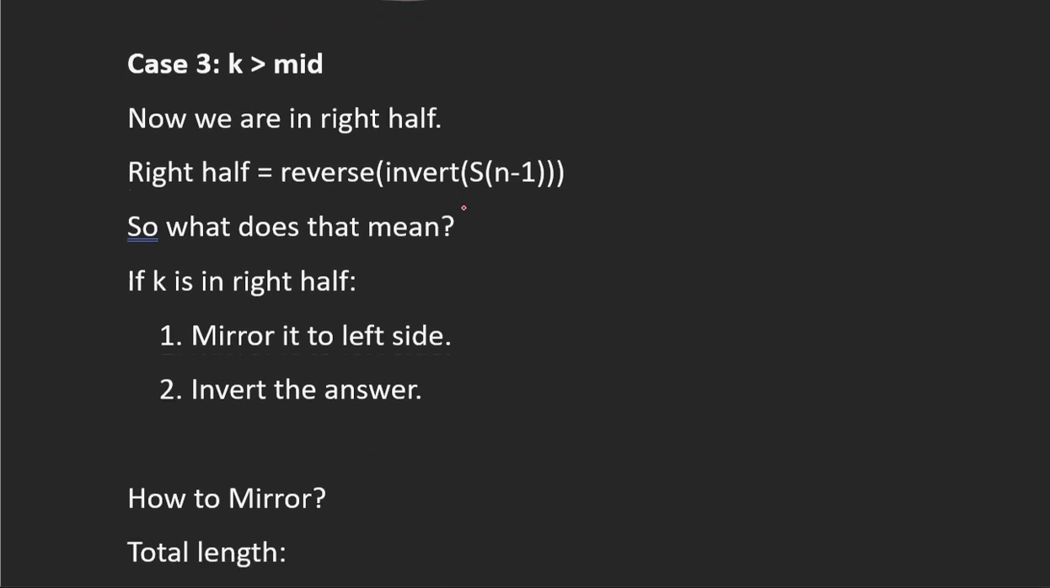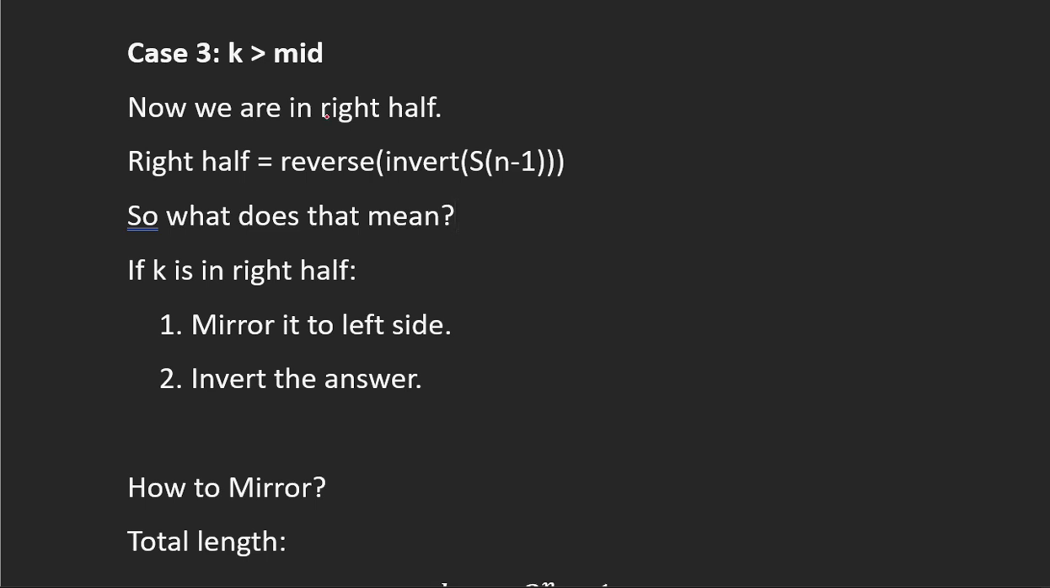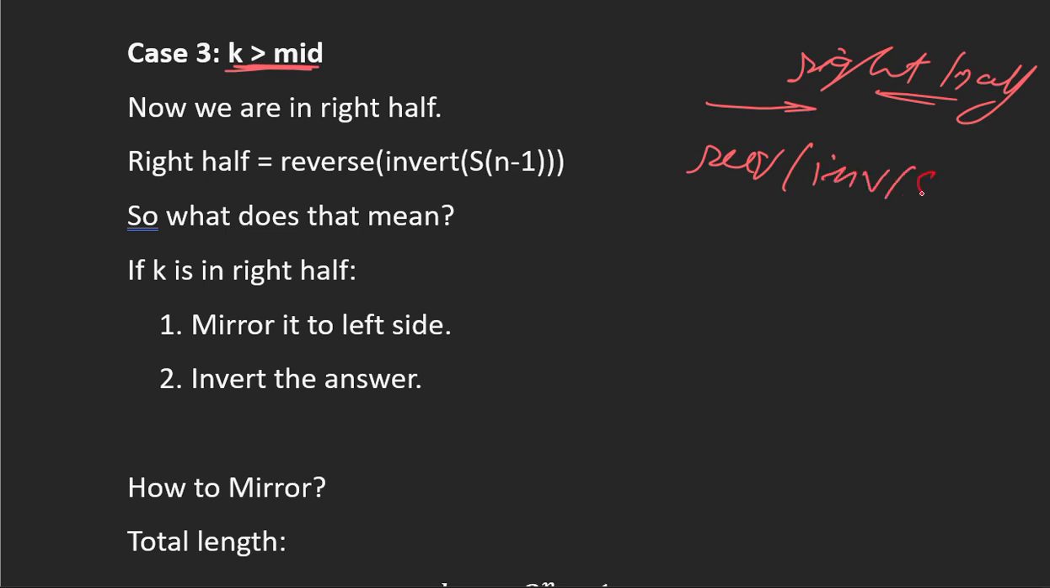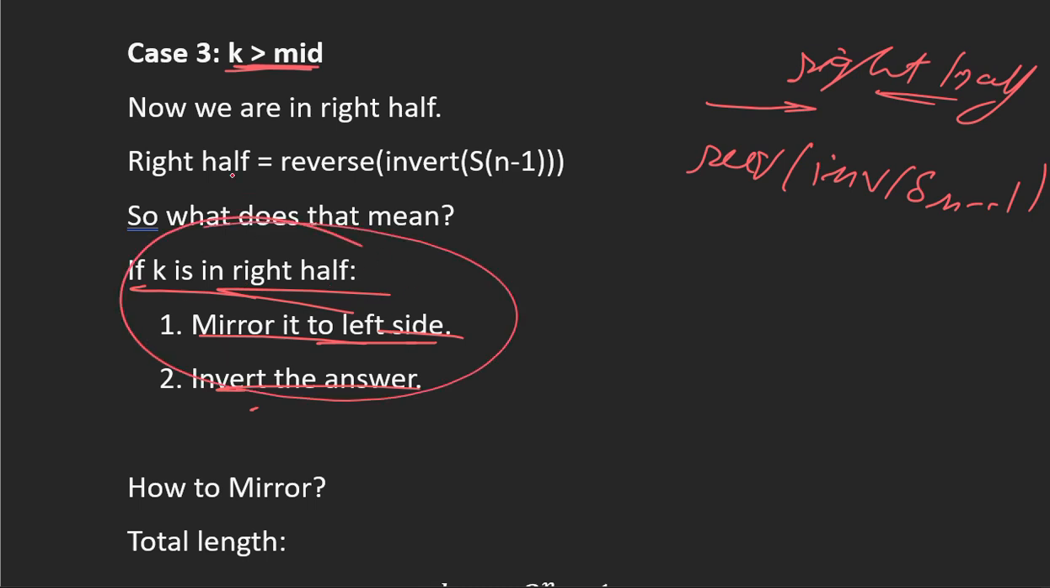Now the third case, which is the essential case. If k is greater than mid, it means we are in the right half, and the right half is equal to the reverse and inverse of S(n-1). So if k is in the right half, the image is mirrored to its left side with inverted bits, right? With inverted bits. So what we have to do is, let's see how we'll be mirroring this.